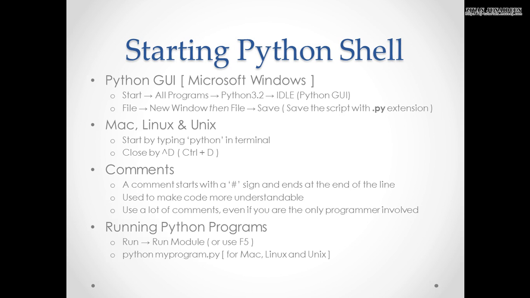So once you have downloaded and installed Python in your system, in Windows you can go to Start menu, All Programs, Python 3.2, and get to the Python GUI. The Python GUI is a place where you can do basic programming, but it's much easier to write an entire script as a program. For that, you'll have to go to File and open a new window, and in that window you can write the entire script and save it with the extension .py. Mac and Unix users can access the Python shell in the terminal by typing python, and it can be closed using Ctrl-D as usual.